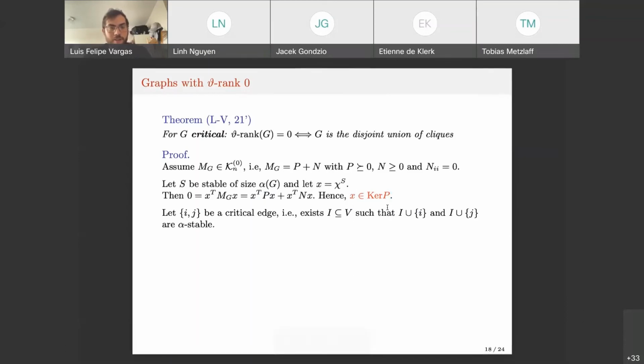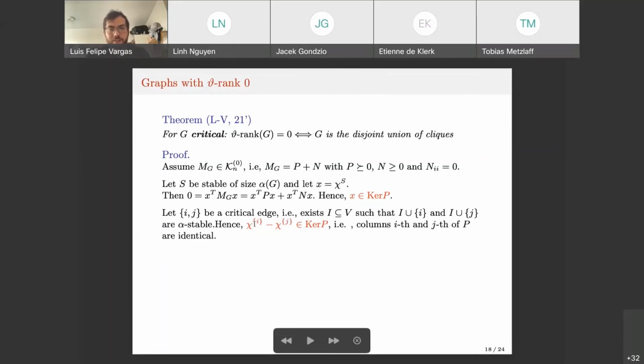This is the property. And now if we take ij a critical edge, what being critical means is that if you delete this edge, there is a stable set of size alpha minus 1 containing both nodes. So it implies that there exists a subset such that with i it is of size alpha and with j it is also of size alpha. Yes, that's the definition of critical. And then using the previous property, it follows that the indicator vector of I minus the indicator vector of J is in the kernel of P, by subtracting. And then it implies that the ith column and the jth column of P are identical.